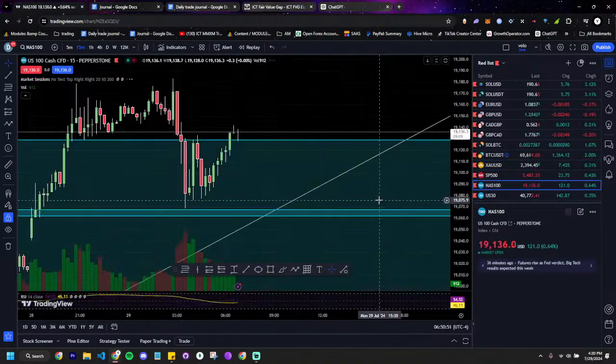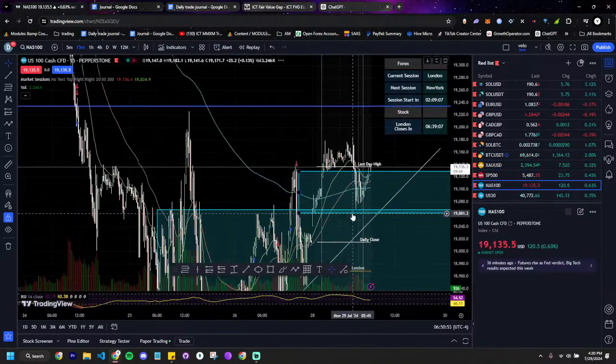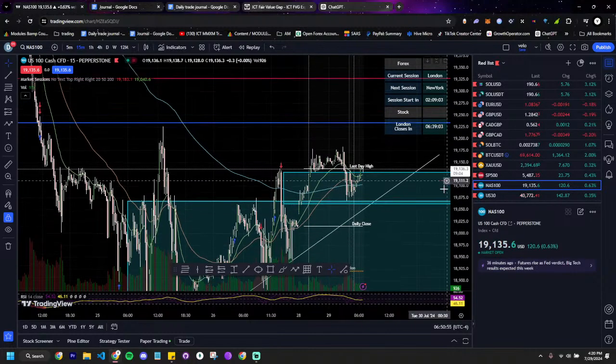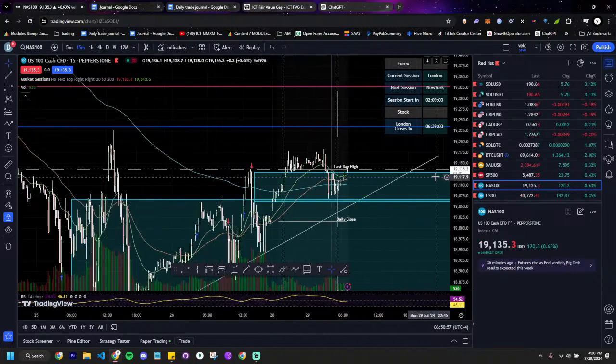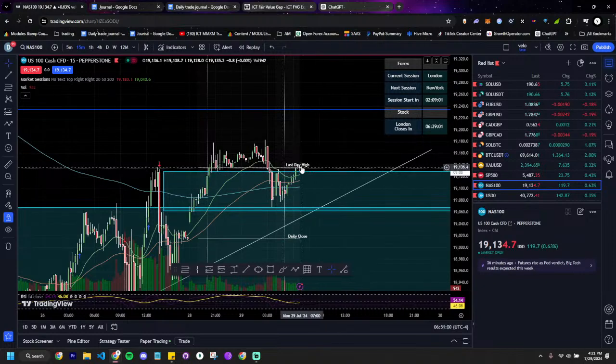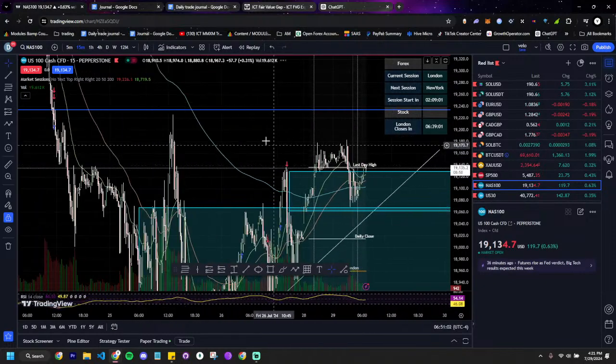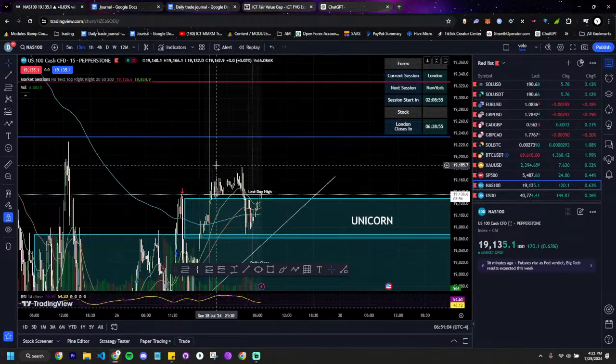Alright, so with that out of the way, we now know what to do with NASDAQ, and if you want to scalp low-key, you could take this trade from this fair value gap all the way towards here, because now we have a validation over here that is closing a little bit above.